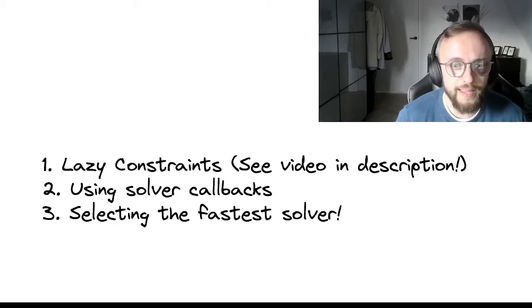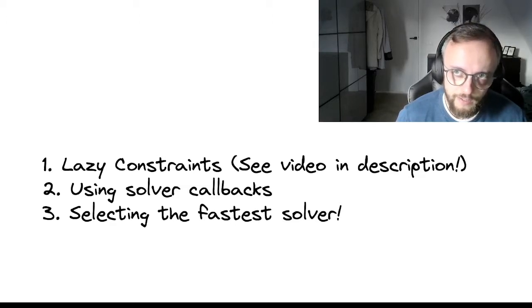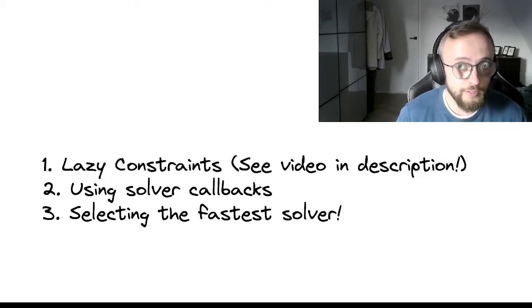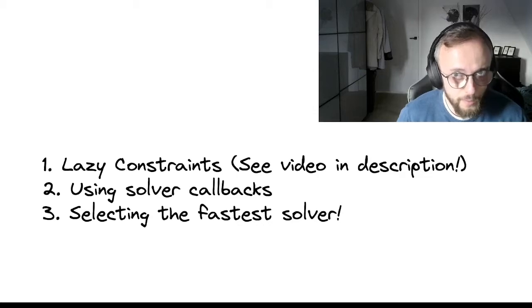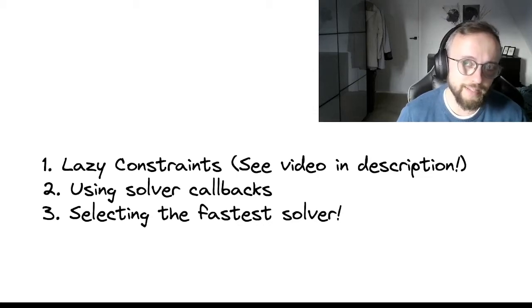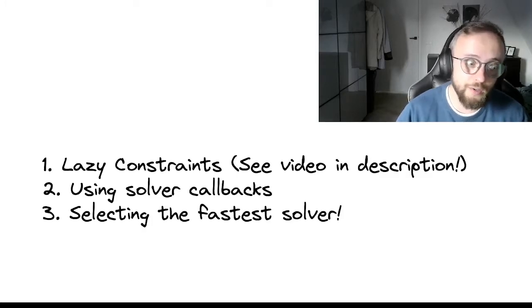In my previous video, linked in the description, I talk about using lazy constraints for subtour elimination, and I encourage you to watch that. In this video, I introduce two more tricks to get the performance even higher. Second one being using callbacks instead of the iterative approach, like in the previous video. And the third one, using the fastest solver, because it turns out that once you start using callbacks, the difference in performance between the solvers becomes really huge.